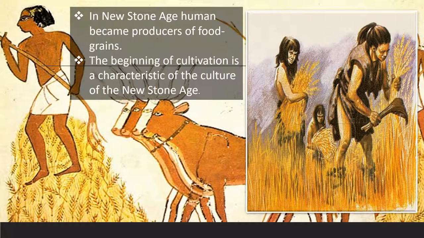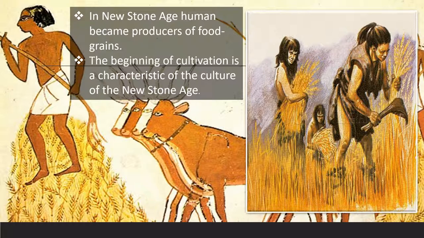In the New Stone Age, humans became producers of food grains. You know, student, in this age, the Neolithic age, humans became producers of food grains, as farmers in Neolithic time produced a surplus of food and they could share it with other people in the community. This surplus of food meant that not everyone had to farm. In this age, humans began to specialize in skills other than farming.